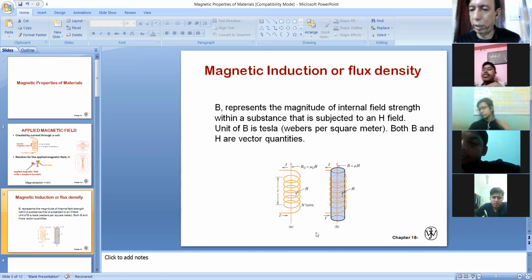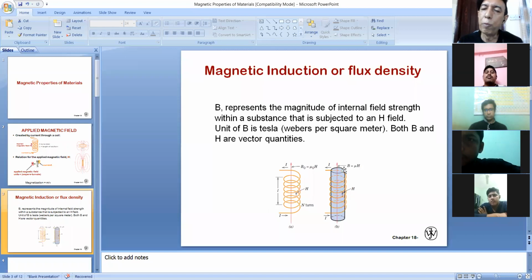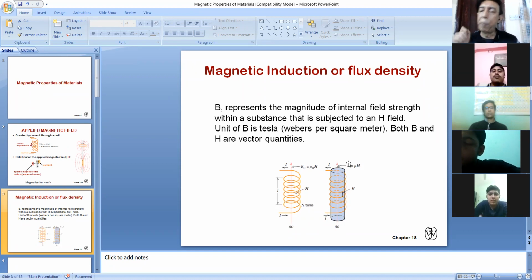So, due to this flux density, this solenoid type of magnetic material, which has a value of H, becomes magnetized, and the magnetic material has a value of B. So H is the value of the magnetic field of the original magnet, and B is the value of the magnetic field of your magnetic material, because your magnetic material became a magnet now.